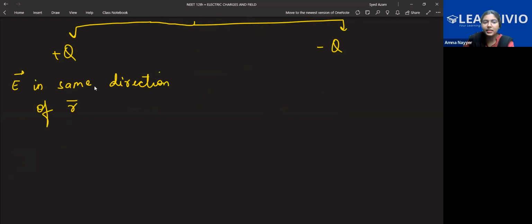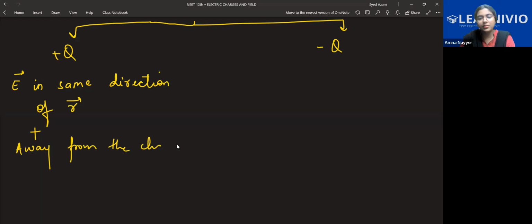We are not talking about the force and electric field. What did we discuss till now before this part? We discussed that the electric force is in the same direction for a positive charge, and for a negative charge, we reverse the direction. But right now, we are talking about the electric field and the position vector. And it will be away from the charge, plus, away from the charge. Like this.